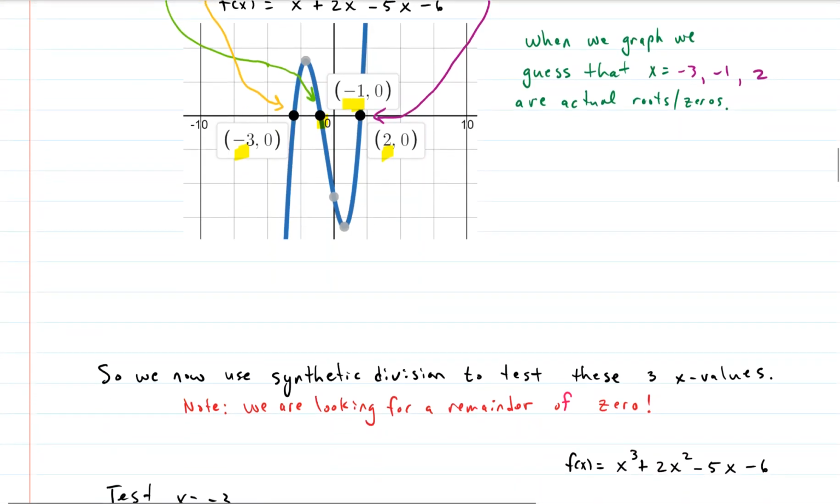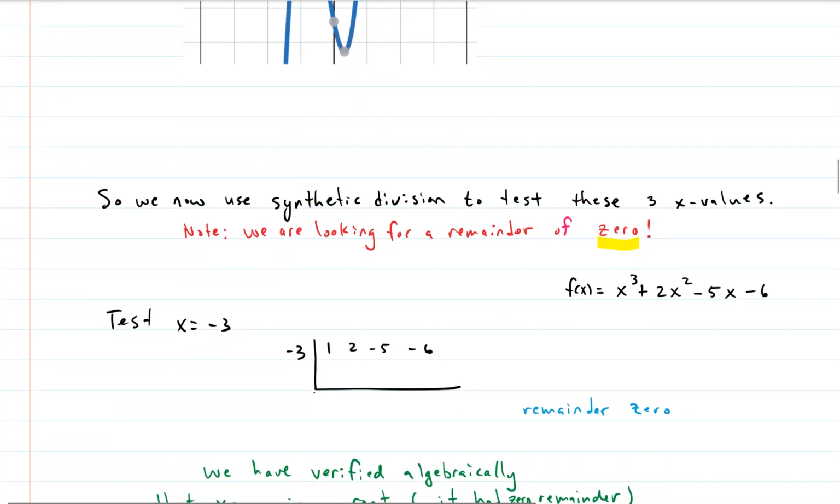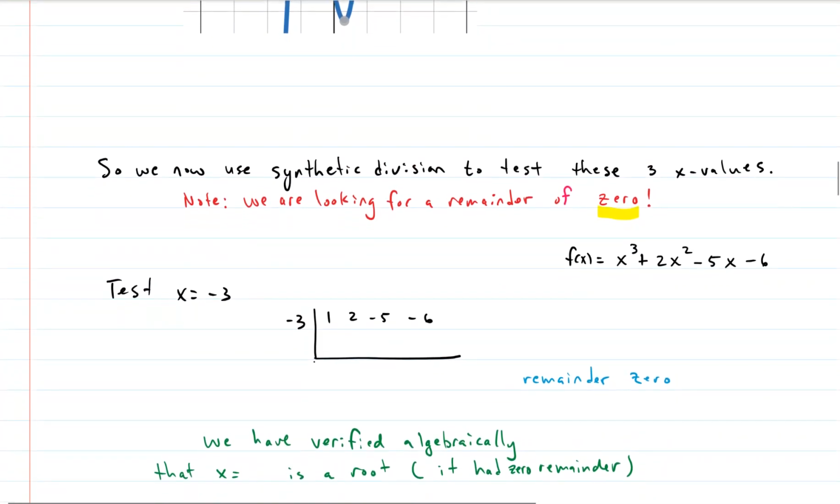So we can actually use synthetic division to test to see if these 3 x values are actually roots, right? Because if we do synthetic division, our remainder should be 0 if these are actually roots. So let's try testing all 3 of these. So let's test x equals negative 3.